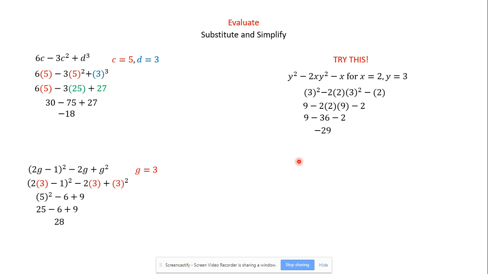Is that what you got when you did it? Did you do 36 minus 2 is 34 and then do 9 minus 34? Because that could be a mistake that people make. I see it all the time. Don't do that. The answer is negative 29. And so that's evaluating. We substitute and then we simplify. And our answer is a number.